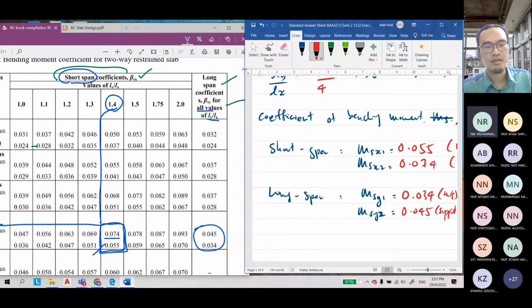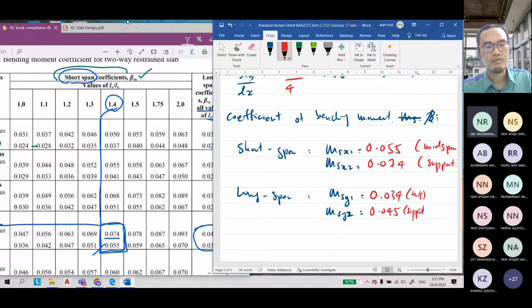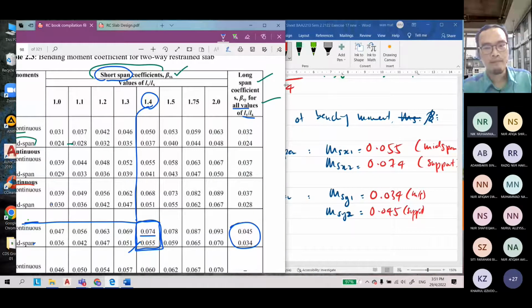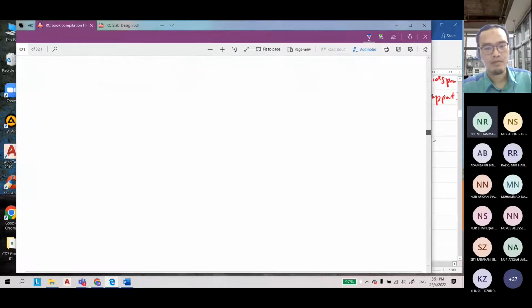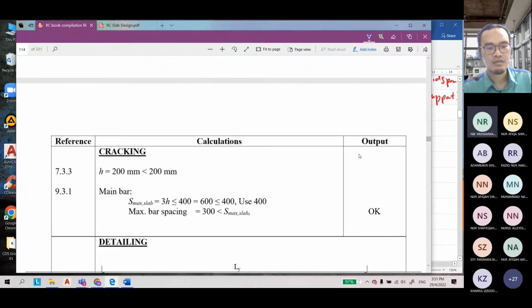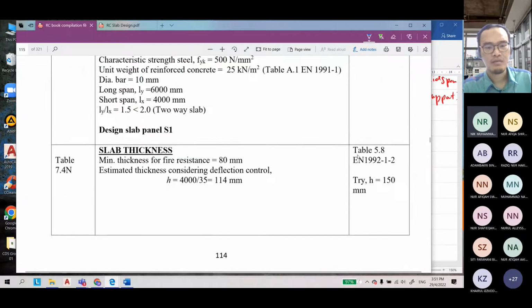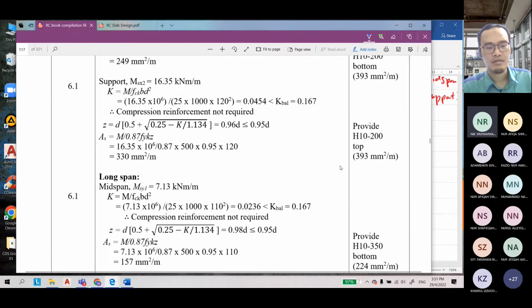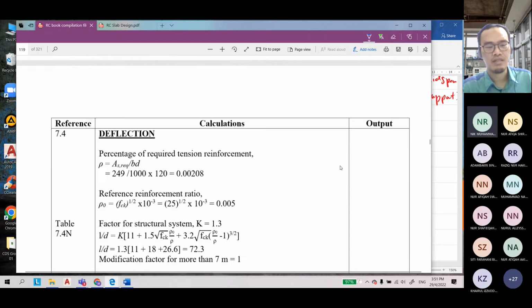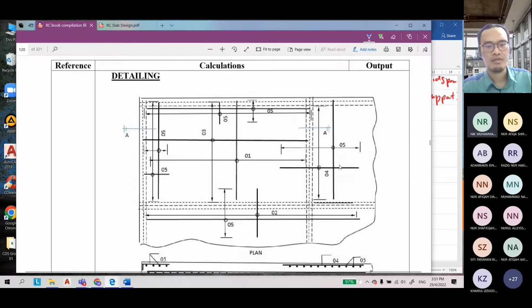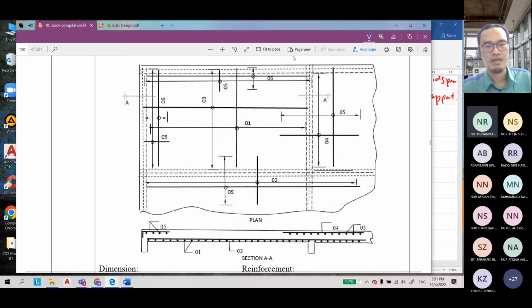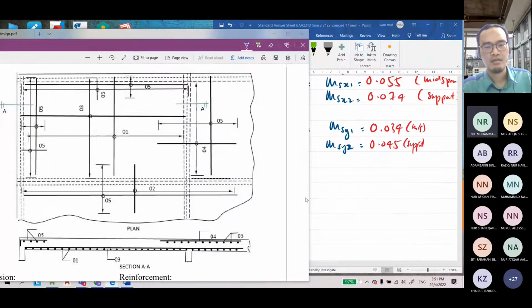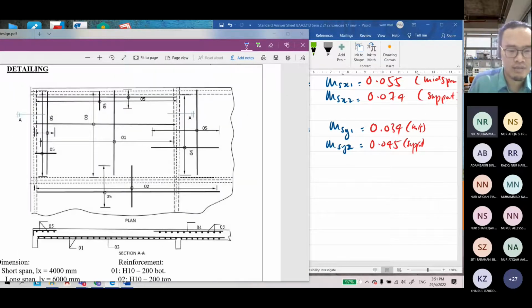Okay, simple. Sorry, I have to go back to the question. Here is the question, and I jump to the detail. I want to show you the detail, how to detail this one. This is very important. Which reinforcement? Let's say this is section 1.1 just now. Section 2.2 we will do later.